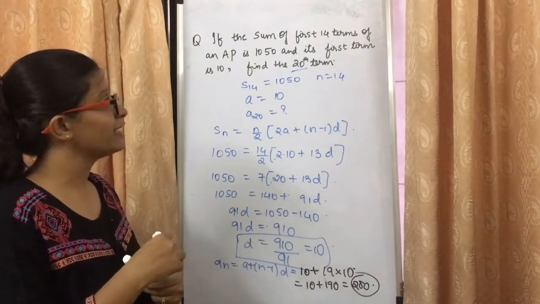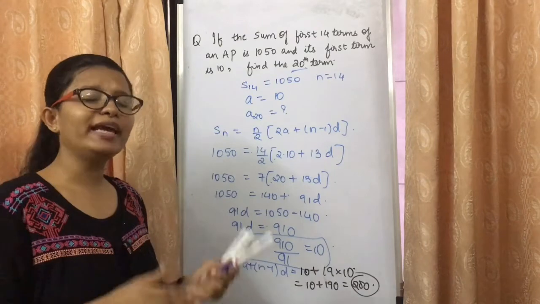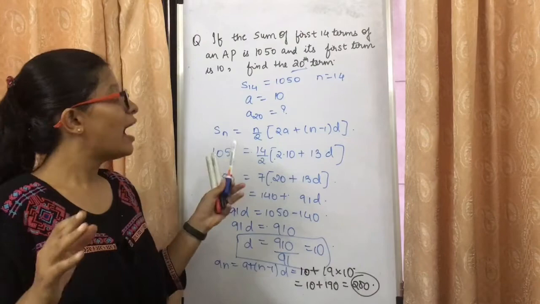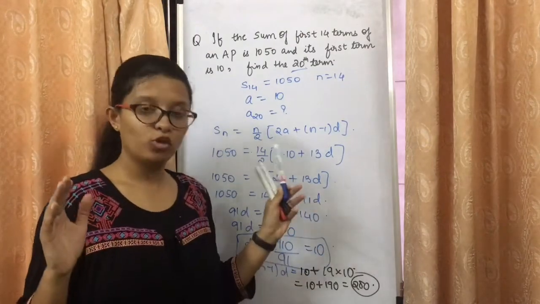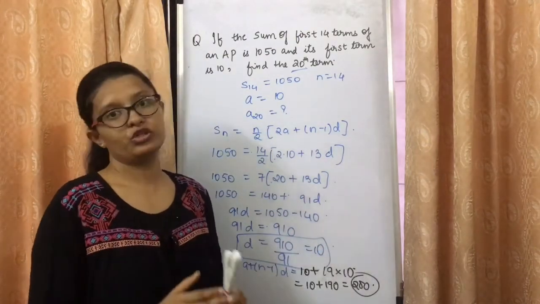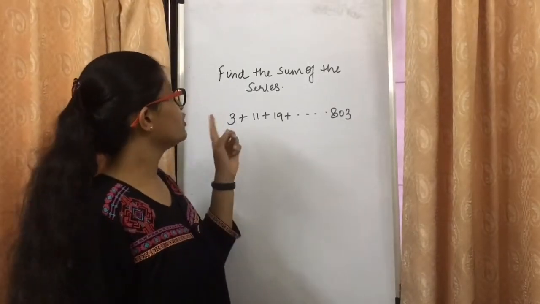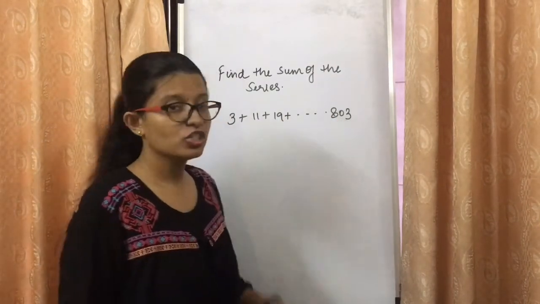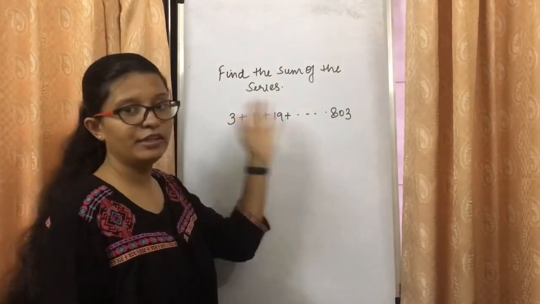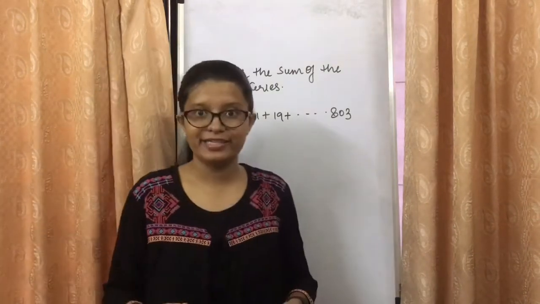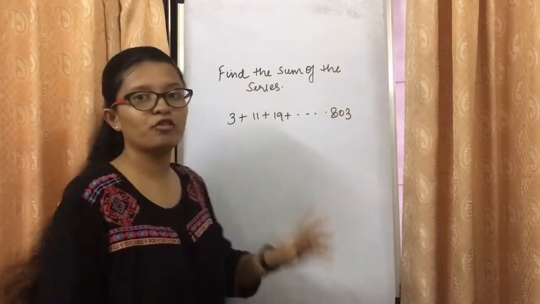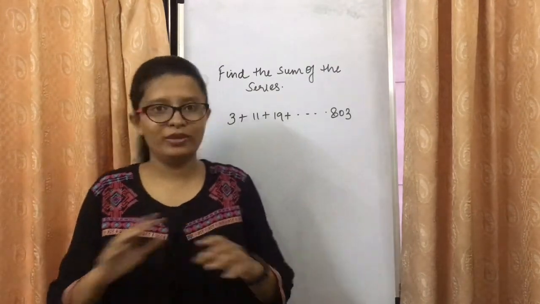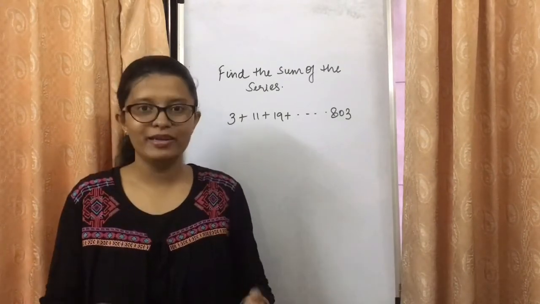So I hope such type of questions must be clear, where already Sn is given and we need to find out the term from the series. So we have seen the jumbled up formulas, both the formulas in one question and how to use them. Now find the sum of the series 3 plus 11 plus 19 plus dash dash dash till 803. So the last term is given, the first term is given. You can find d. I hope this question is really simple and we have already taken such type of questions. Just we need to apply the two formulas which we have.